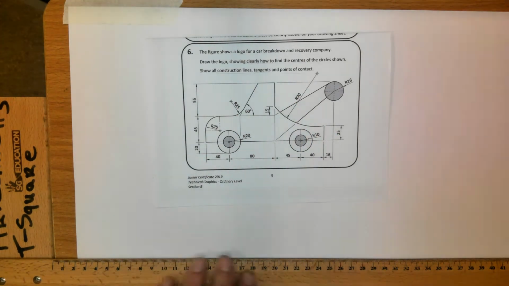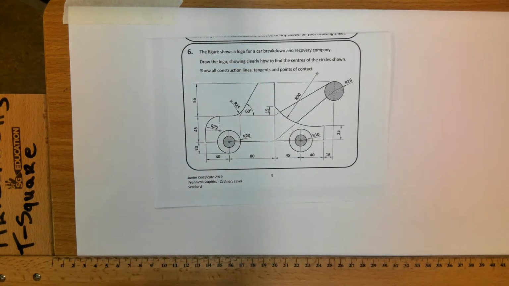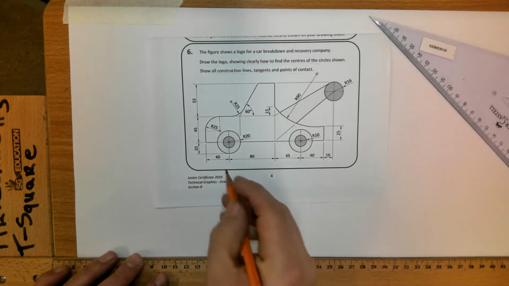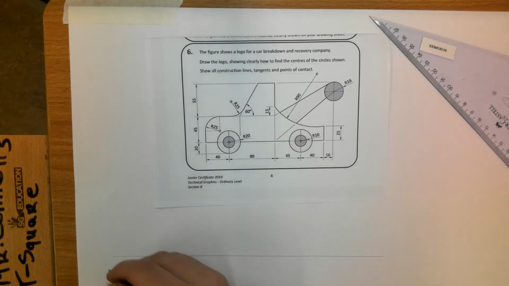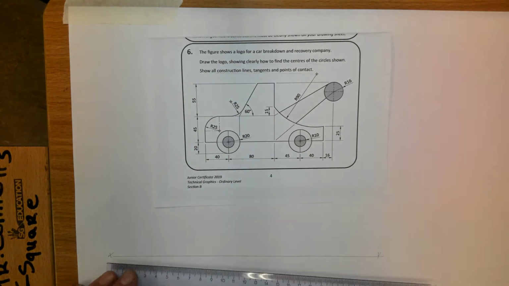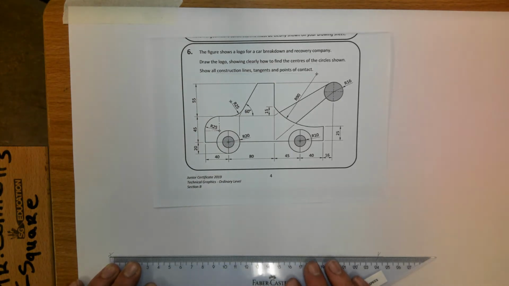Right, I'll start here on the base line. So I'm going to start by drawing the XY line here for the wheels. Now we can mark in our XY.